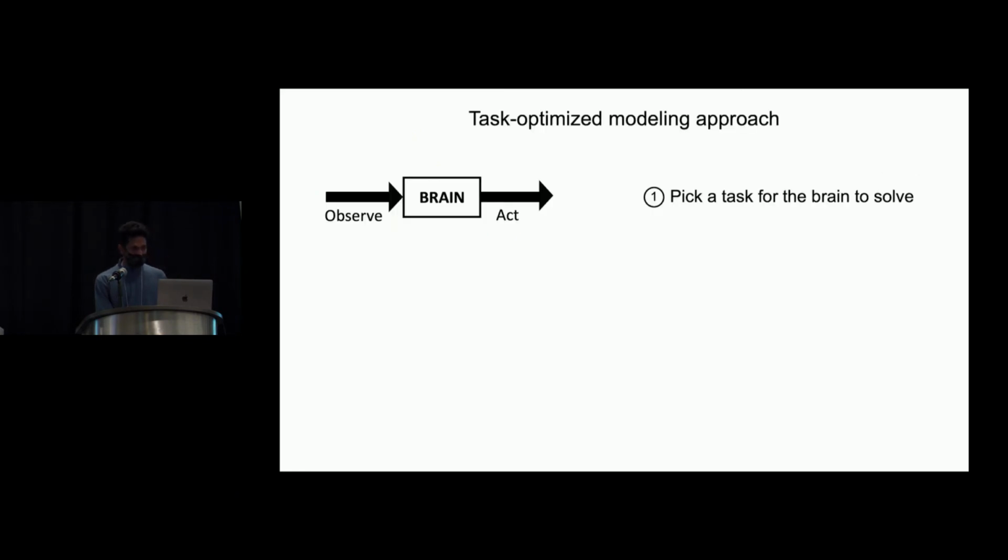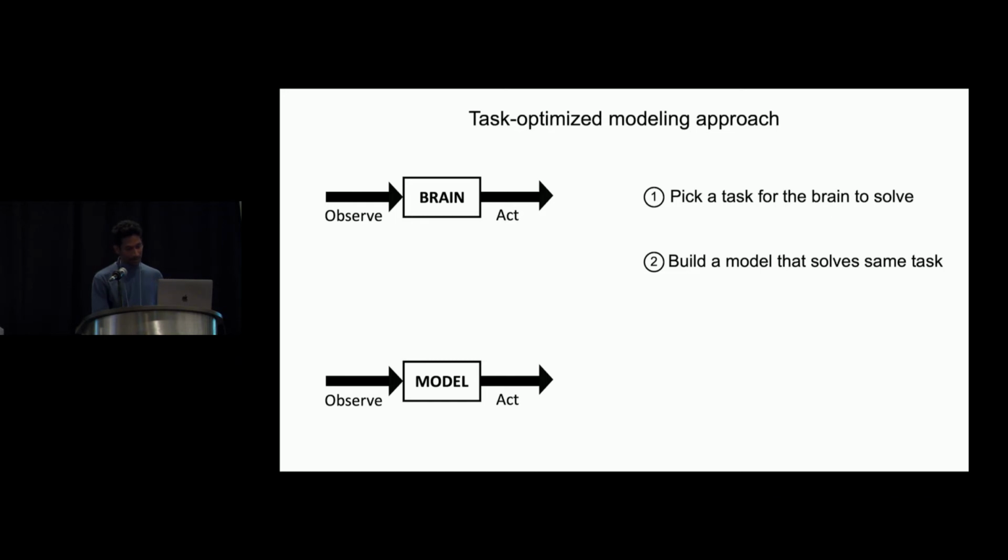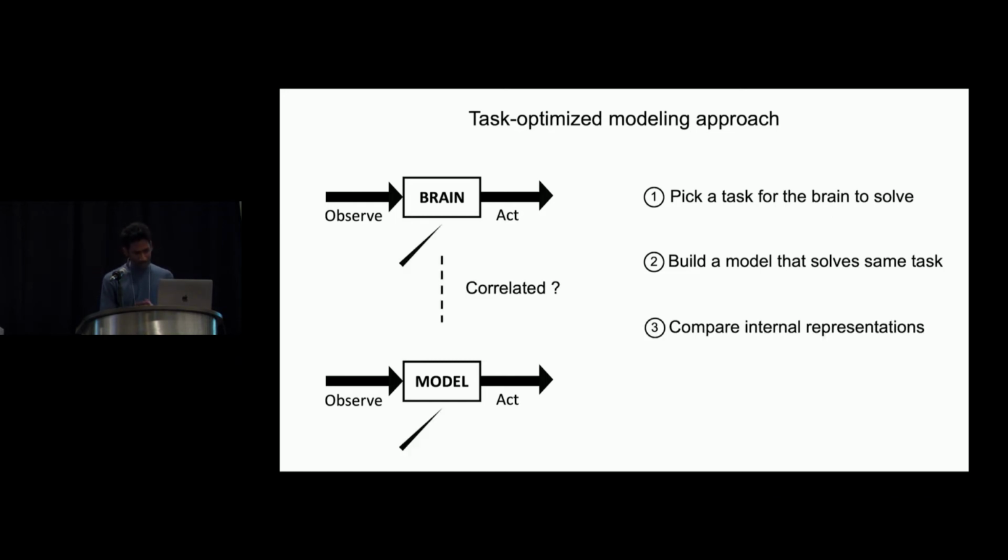So why might that be? Let's begin by reviewing what a typical task-optimized approach looks like. First, we pick a task for the brain to solve, and then we build a model that solves the same task. And then we look at the internal representation of the model and the brain, and if the correlation is high, we're all happy.